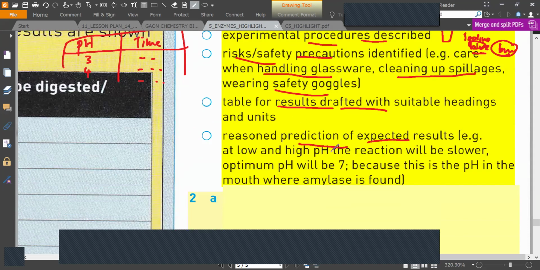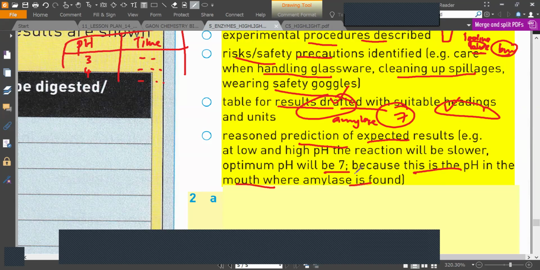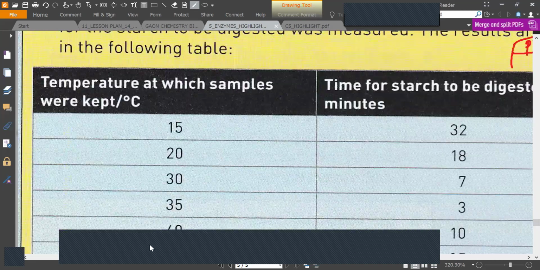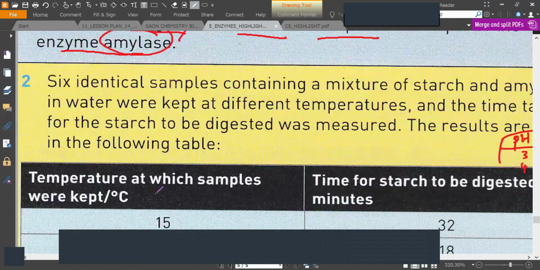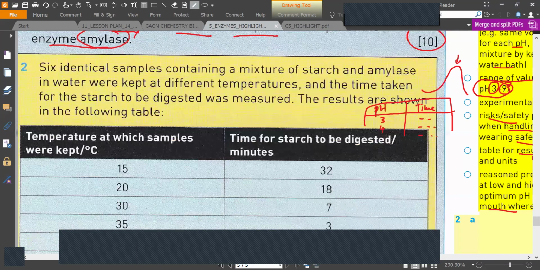Prediction of expected result. We know for amylase the optimum pH is 7, so the rate of reaction will be highest around pH 7, and at lower pH and higher pH there will be a lower rate of reaction, because pH 7 is the pH in the mouth, where it is almost neutral. Okay, next. So here, next question.